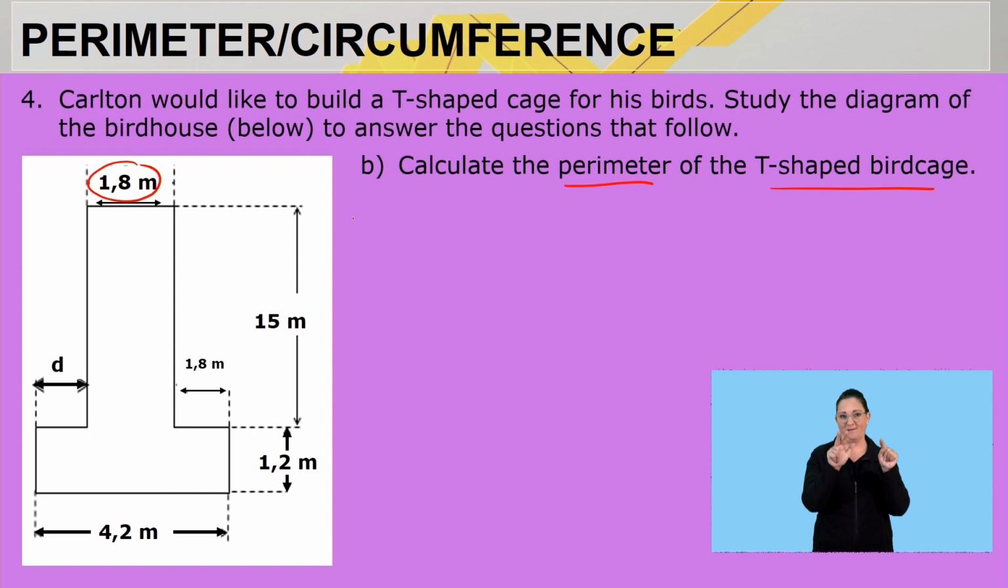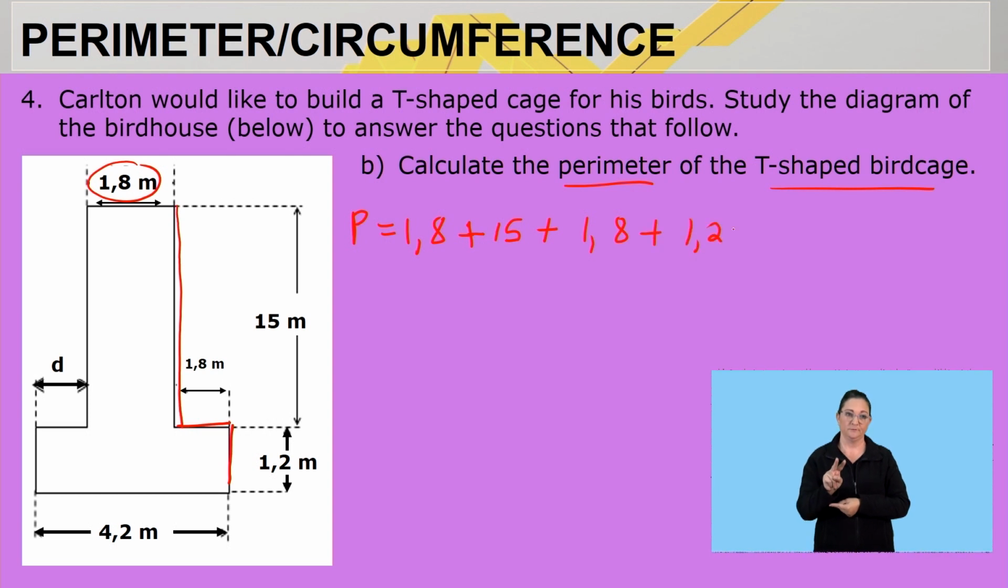So I'll say then, perimeter equals 1.8, plus, remember from here to here, down here, I'm going to take this side now, plus your 15, plus this length here, 1.8, plus down here is 1.2, plus the width all the way here is 4.2, plus, if this is 1.2, meaning opposite sides are equal, rectangular, meaning then this is also 1.2. So I'm going to add the 1.2 together.